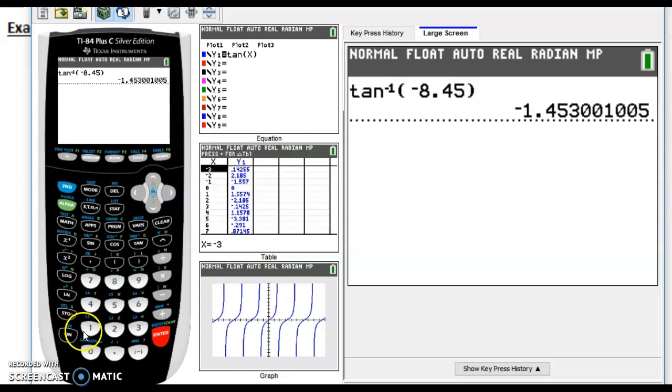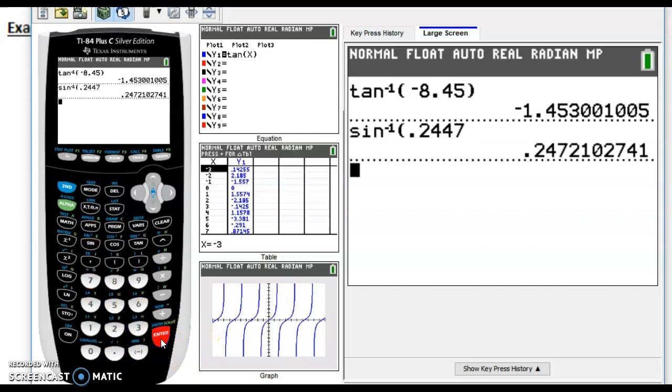Number 2, we want to find the inverse sine of 0.2447. So again, we have inverse sine, and we get a value of 0.2472. Just make sure you round correctly. It doesn't say exactly how many to round to. And now look at number 3.